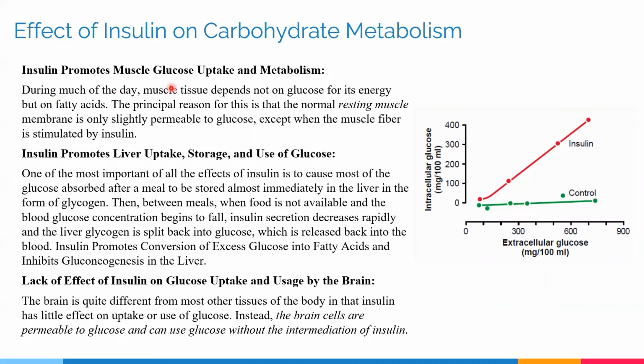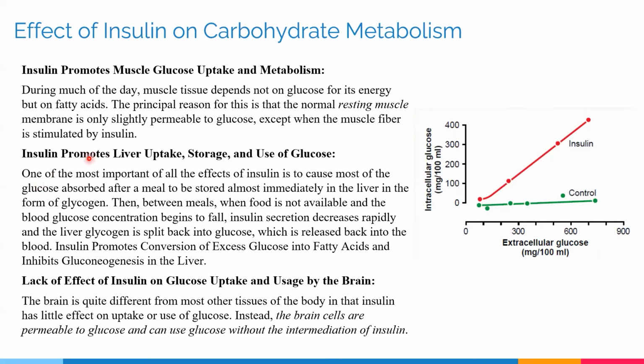Insulin promotes muscle glucose uptake and metabolism. During much of the day, muscle tissue depends not on glucose for its energy but on fatty acids. The principal reason for this is that the normal resting muscle membrane is only slightly permeable to glucose except when the fiber is stimulated by insulin. And thus, when insulin stimulates the muscle fiber, glucose can enter the muscles directly and can be used as a source of energy by the muscles.